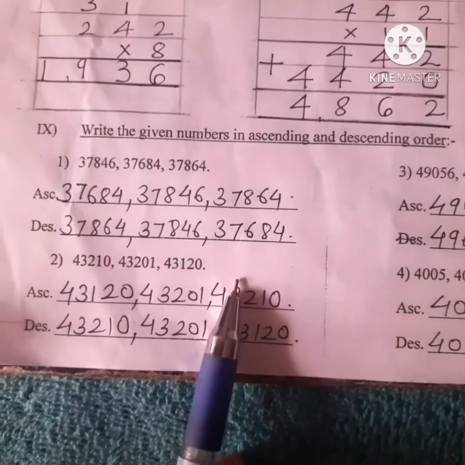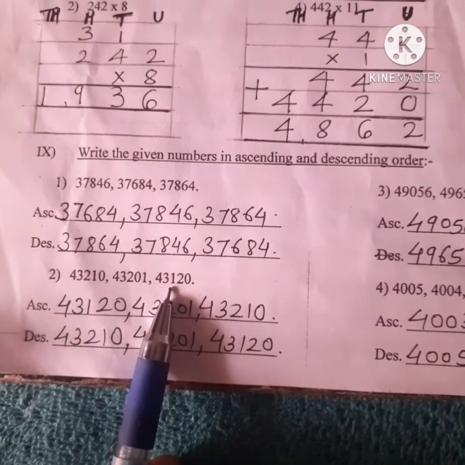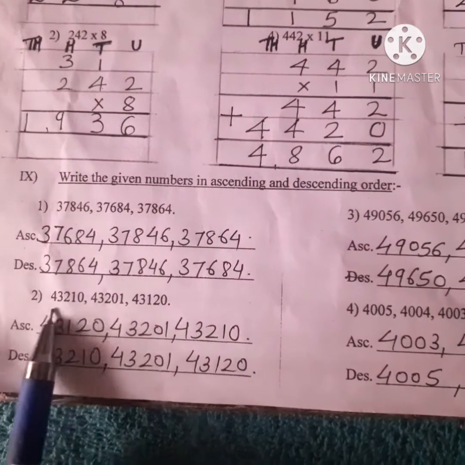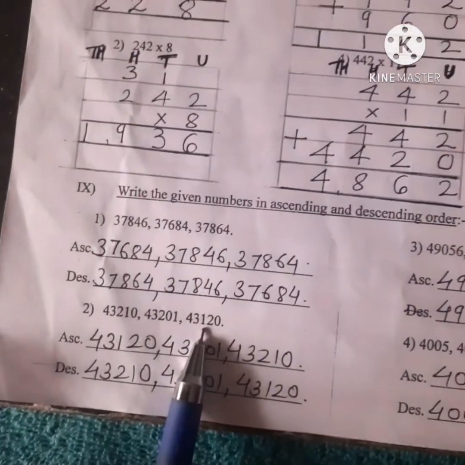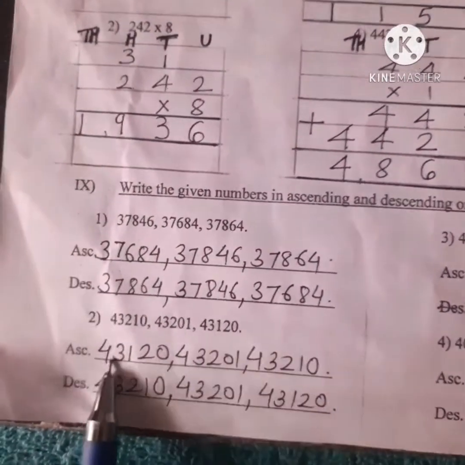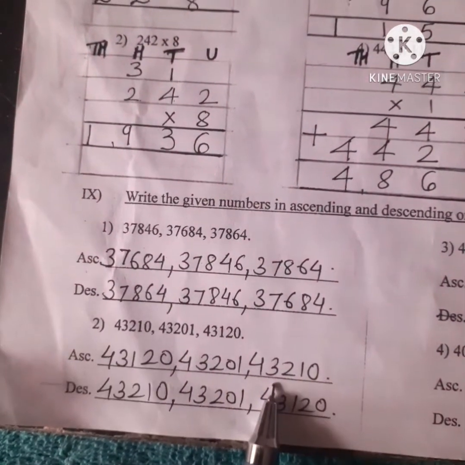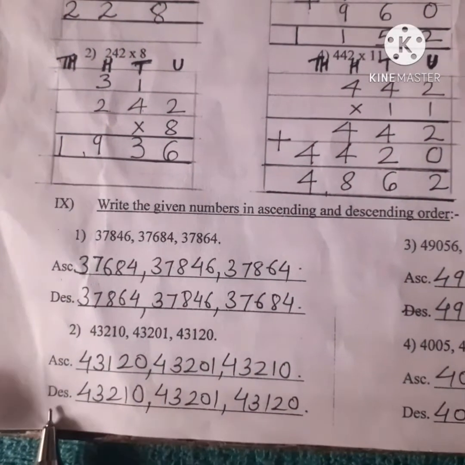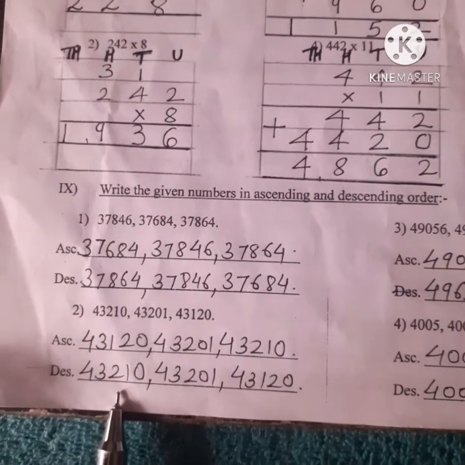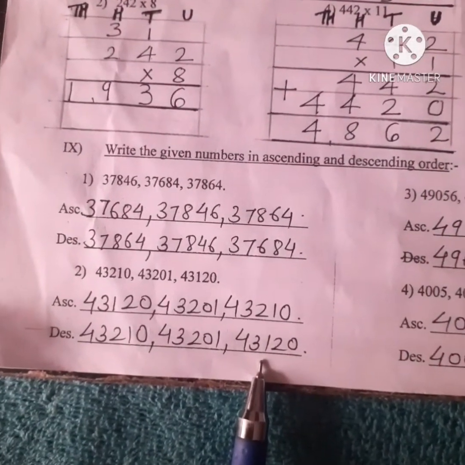Ascending means smaller to bigger. So here in this number, smaller number is 43,120. See, 1 is in hundreds place because thousands and ten-thousands place you can see 43, 43, 43. So we will see the hundreds place. Hundreds place the smaller number is 1. So we'll start with this 43,120, then 43,201 and at the end bigger number is 43,210. This is the way from smaller to bigger. Now descending order. Bigger number 43,210, 43,201 and the last one is 43,120. Clear?